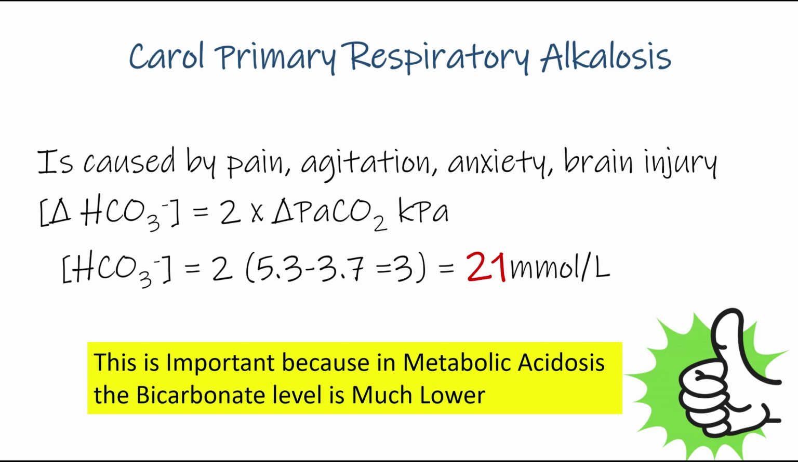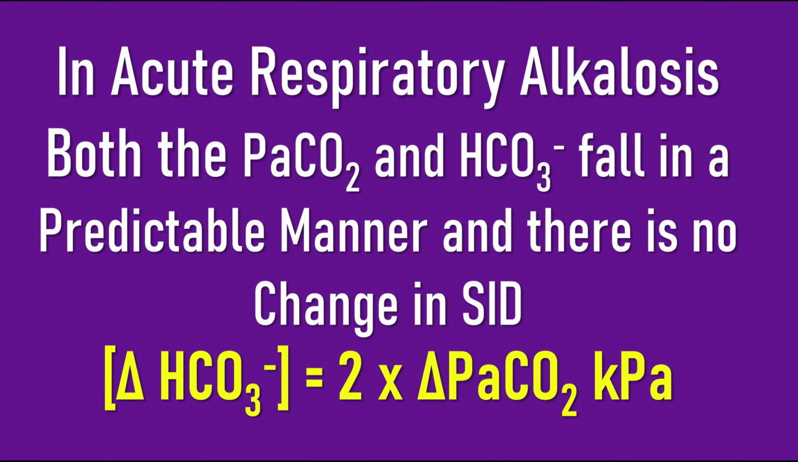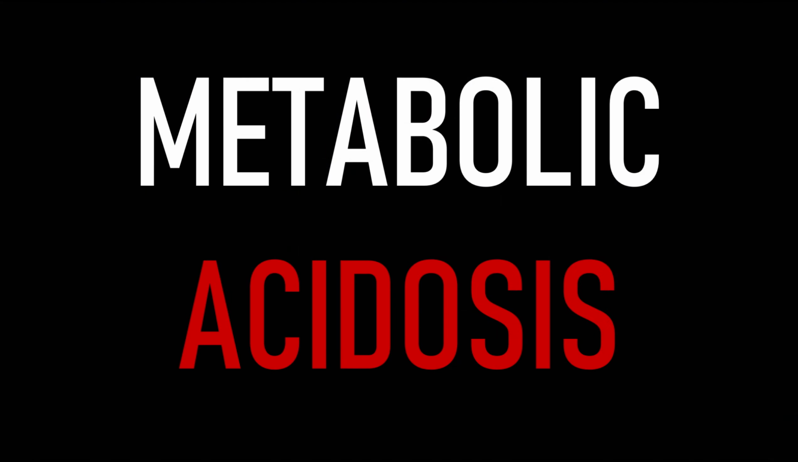Again, the rule of thumb: in acute respiratory alkalosis, both the PaCO2 and the bicarbonate fall in a predictable manner, and there is no change in the strong ion difference. The change in the bicarbonate is twice the change in the PaCO2 in kilopascals. Let's move on to metabolic acidosis.